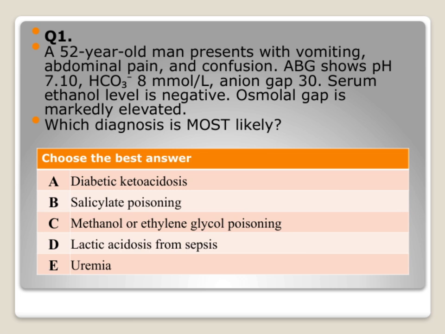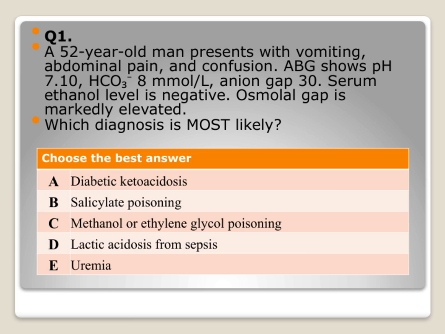Now, considering these findings, metabolic acidosis with elevated anion and osmolar gaps, along with negative serum ethanol, we need to think about other causes of toxic alcohol ingestion. These include methanol or ethylene glycol poisoning, which are classic culprits in such presentations. So, connecting all these points, the most likely diagnosis here is methanol or ethylene glycol poisoning.